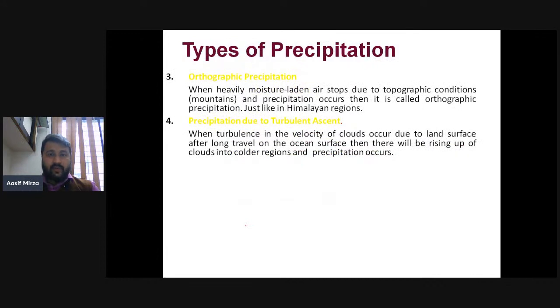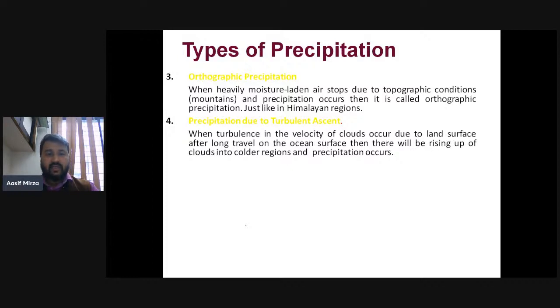Now, the third type of precipitation is orographic. Orographic precipitation is when heavily moisture-laden air is stopped by topographic conditions, that is mountains, and precipitation occurs, just like in the Himalaya region. You can imagine that in the Himalayan region, orographic precipitation happens.